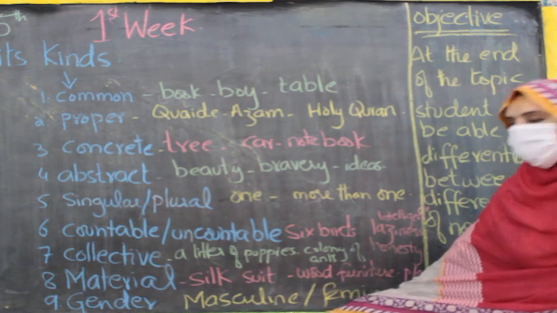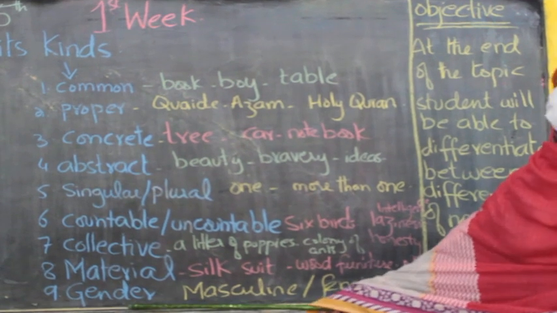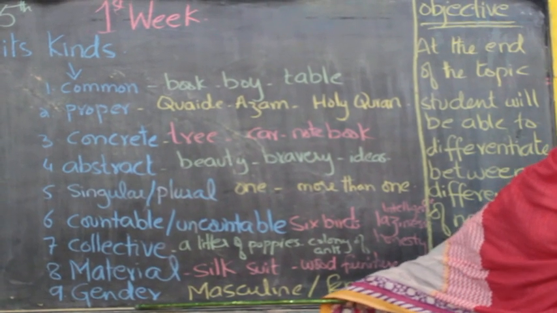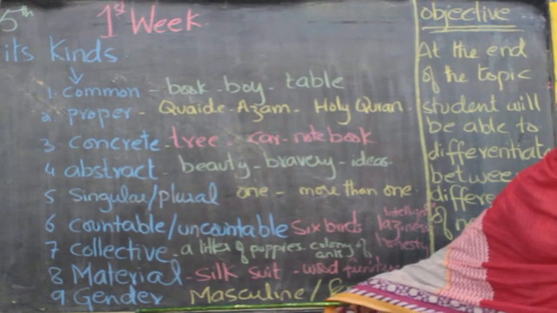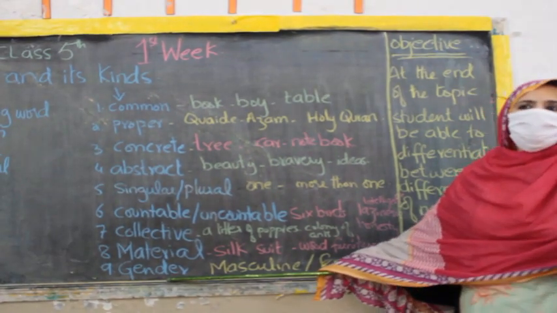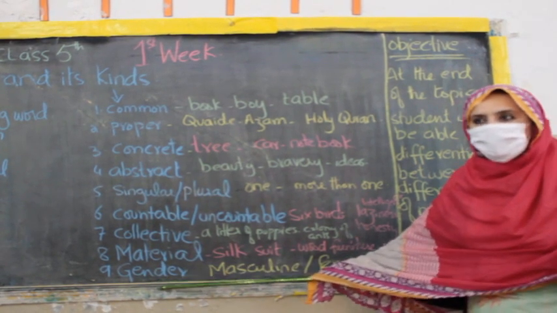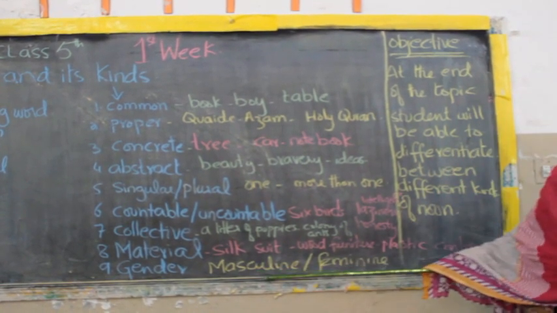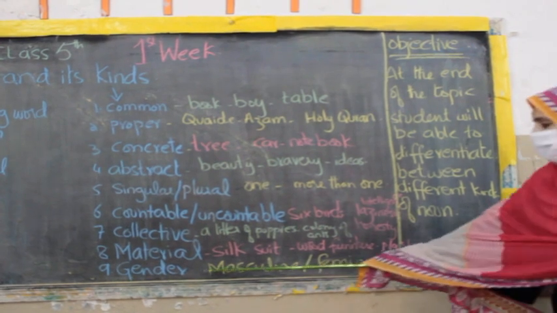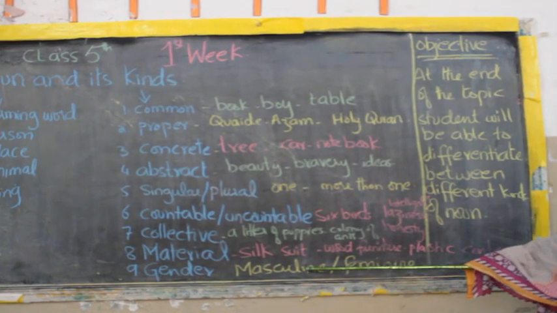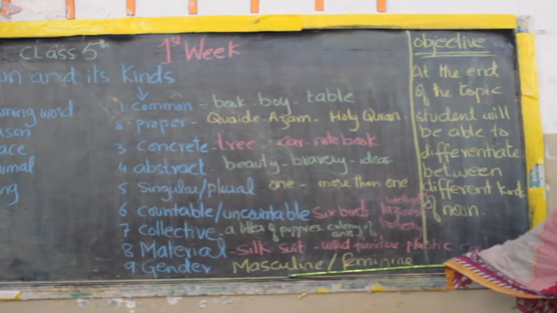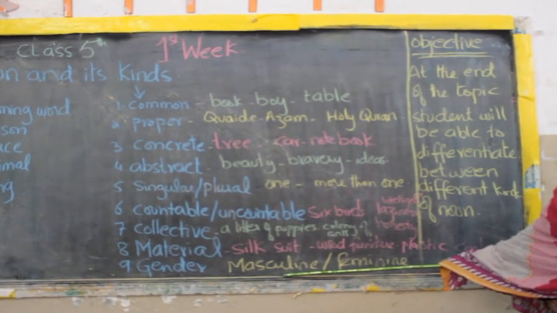The last one is gender. You must have noticed whenever you go to the doctor, or if you are making a Google account or a Facebook account, they ask your gender. Gender means whether you are a male or a female. So gender noun shows masculine and feminine. These are applied for persons and animals.